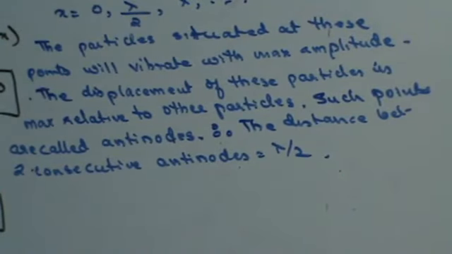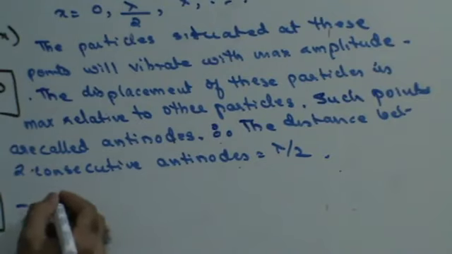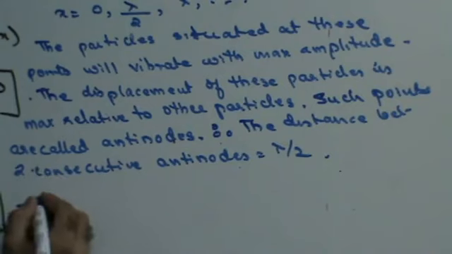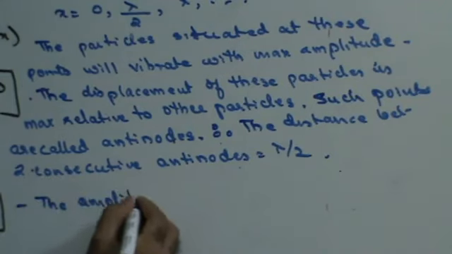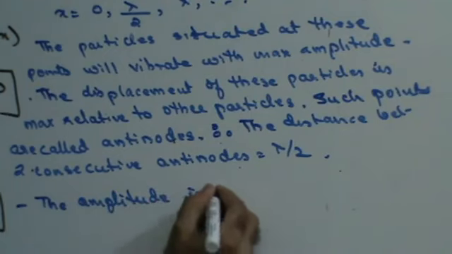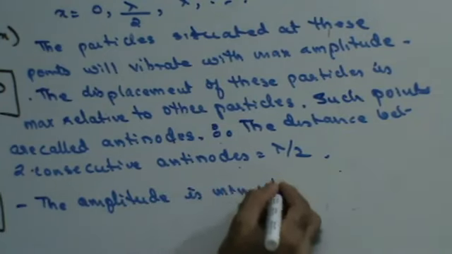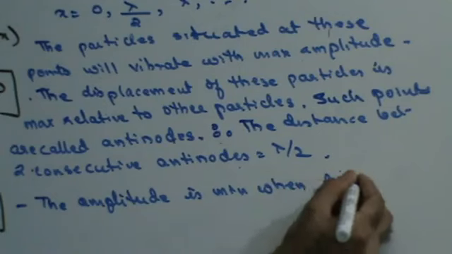Okay. Next, let's consider when the displacement of the particle is 0. Now I can say that the amplitude is minimum when A is equal to 0.